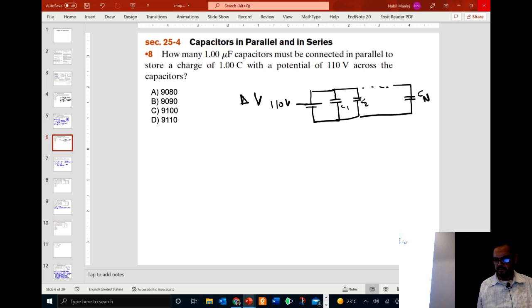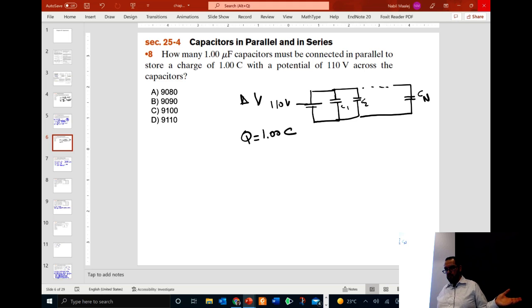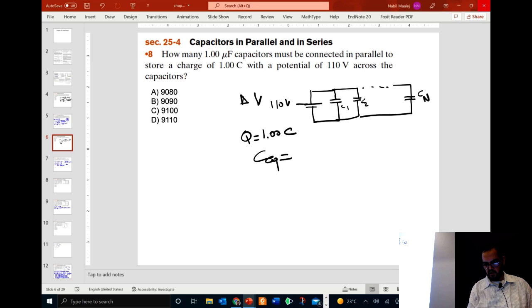C capital N. Okay, so we are given the charge we want to store. The charge Q is 1 coulomb. How do I solve a problem like this? I determine the equivalent capacitance. Always when you have a problem with a lot of capacitance, try to simplify it. Okay? What is the equivalent capacitor when capacitors are connected in parallel? So C equivalent is just going to be the sum of all of the C's, Ci from 1 to n.